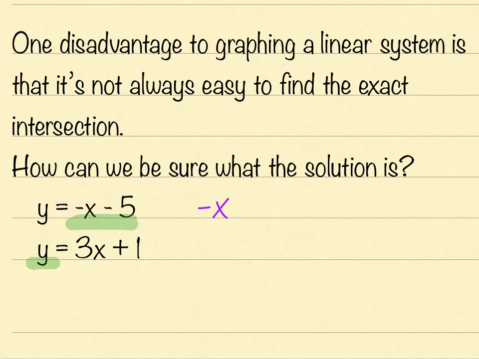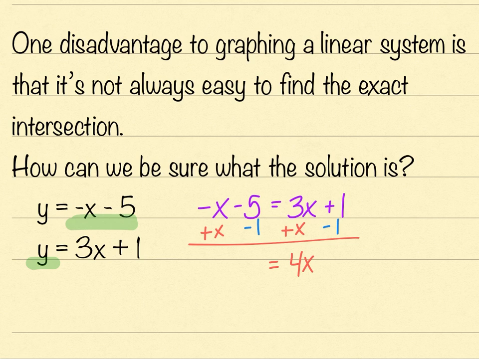So -x minus 5 equals 3x plus 1. And then we can move the x's over to the right side of the equation, which would give us 4x on the right side. And we can also move the constants over to the left side by subtracting 1 to get -6. And then dividing -6 by 4 will give us -1.5 for x, which is what we thought it was, actually. It was between -1 and -2.